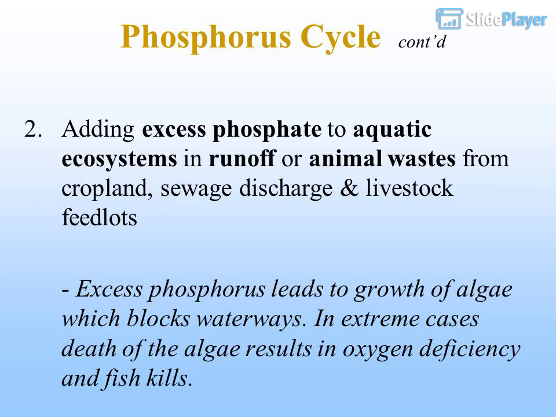2. Adding excess phosphate to aquatic ecosystems in runoff or animal wastes from cropland, sewage discharge and livestock feedlots. Excess phosphorus leads to growth of algae which blocks waterways. In extreme cases, death of the algae results in oxygen deficiency and fish kills.